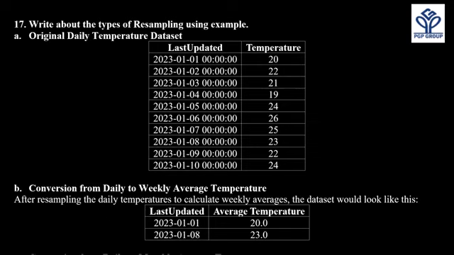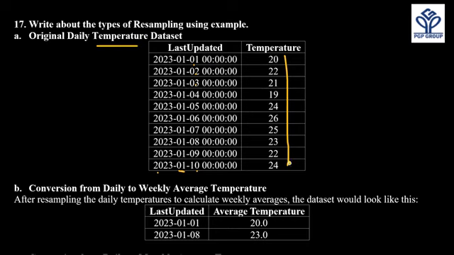Here you can see this is the data we are taking, the original temperature data set. You can see for every day, first, second, third, fourth, fifth, sixth, up to the 10th of January 2023, the data is available. We have the temperature here. Now we are going for resampling. We can increase the frequency and we can decrease the frequency.